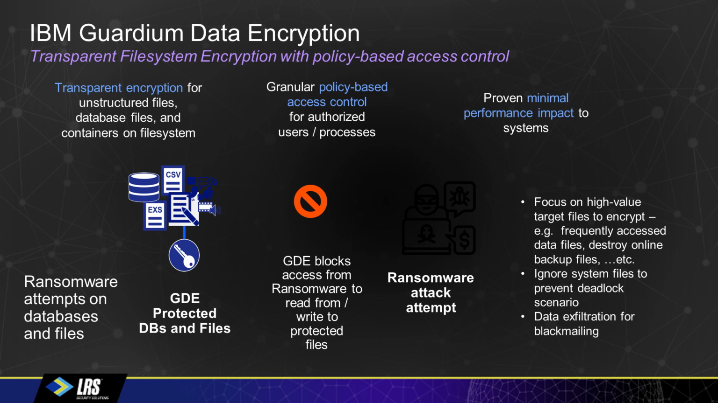Okay, so that was a brief overview of the solution, but let's begin to discuss an example of how Guardian data encryption would actually work to mitigate a ransomware attack, for example. So, what does ransomware do? It scans across the data environment for sensitive files to steal and encrypt.